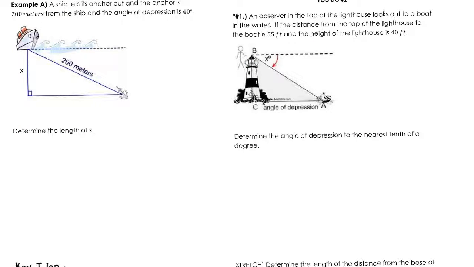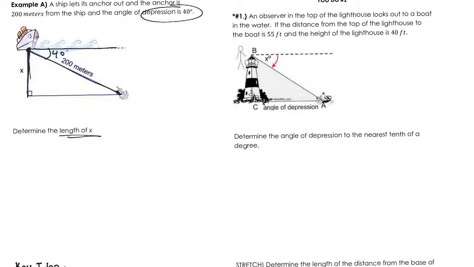So on this question, a ship lets its anchor out and the anchor is 200 feet away from the boat. So here's the boat, here's the anchor, 200. So that's our side. The angle of depression is 40 degrees. So we want to think straight across, then down. That is a 40-degree angle. What is the length of X? So determine the length of this side of the triangle. Basically, how deep is the anchor in the water?